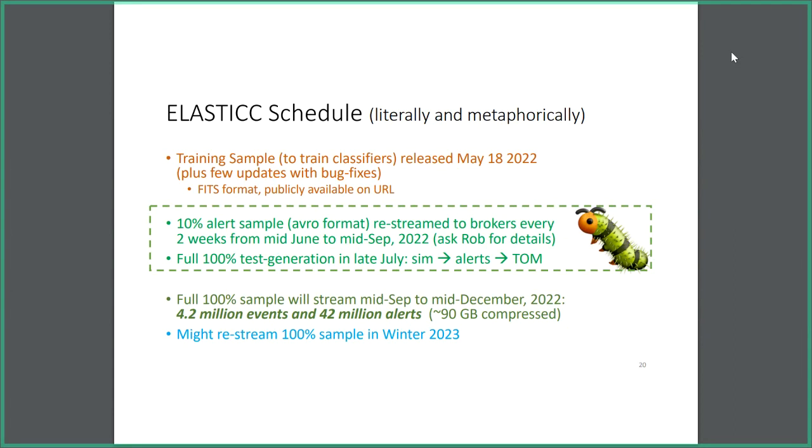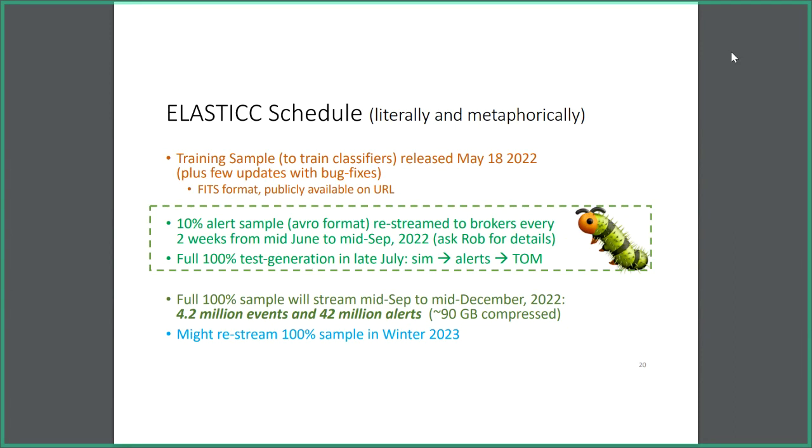But the idea is that the broker teams can keep debugging their infrastructure, and if they're on vacation, they can come back later and debug it. We also did a full 100% test generation in late July to make sure we could do it. We generated the full SIM, translated everything to alerts, and loaded the TOM database. So this stuff in green was really all just sort of debugging and getting ready for the challenge.